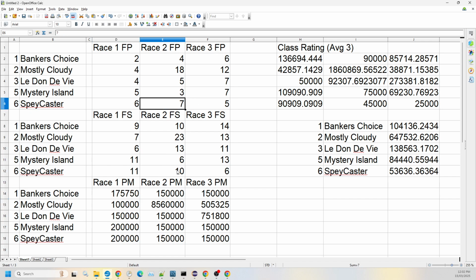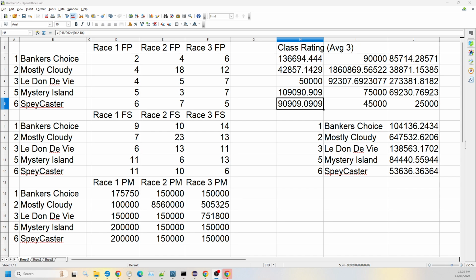Similar to these, 7 out of 10, it didn't do very good. 5 out of 6, this one didn't do very good there. So its rating may be more around this 6 out of 11 when it performs. So we're looking at about 90,000 maybe for Spaycaster. So maybe it's not the lay.